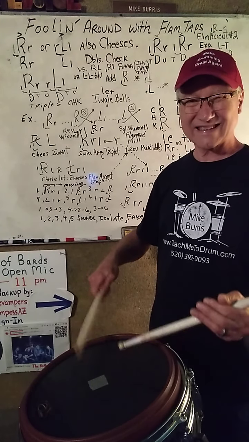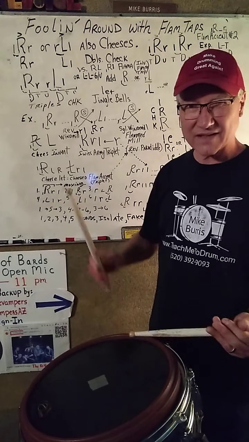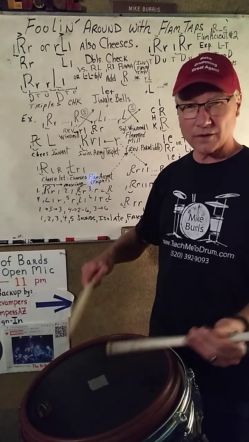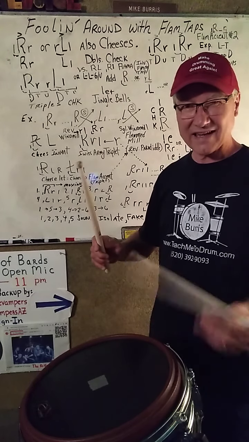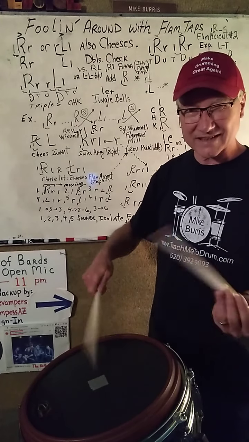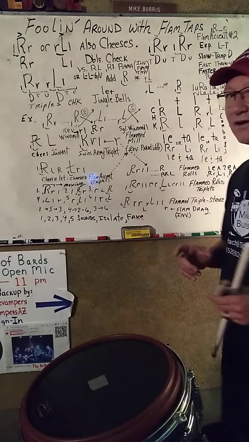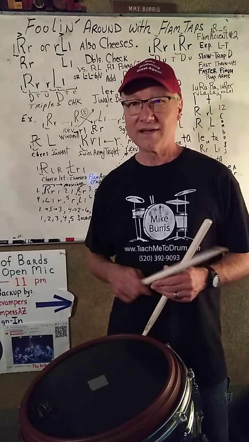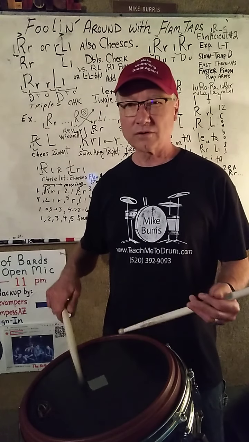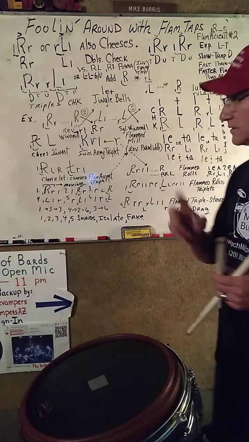2, 4, 6, 7, 8. 2, 4, 6, 8, 9. I'm sorry, 9. Right? So you see that odd rolls end with one stroke. Even rolls, 2, 4, 5, 6, end with two single strokes.